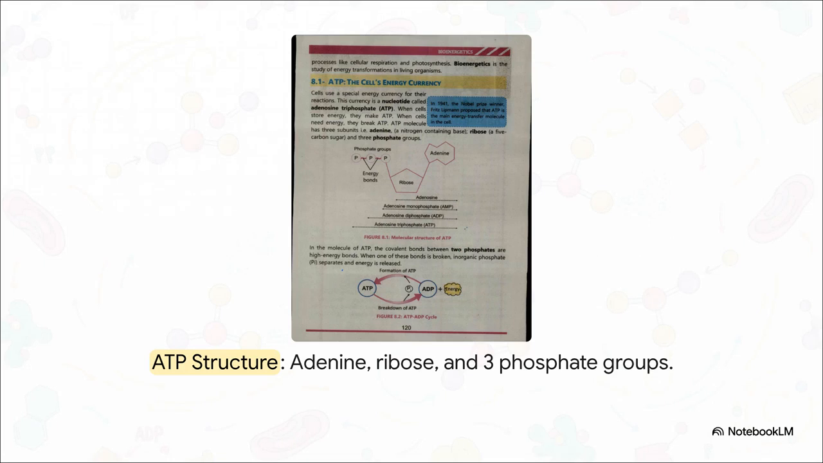Now, what's really interesting about this is the exact molecular structure of this currency. An ATP molecule has 3 distinct subunits. पहला है adenine, which is a nitrogen-containing base. दूसरा है ribose, a 5-carbon sugar. और तीसरा subunit, and pay attention, this is very crucial, is the 3 phosphate groups. Adenine, ribose, और 3 phosphates मिलकर adenosine triphosphate बनाते हैं.